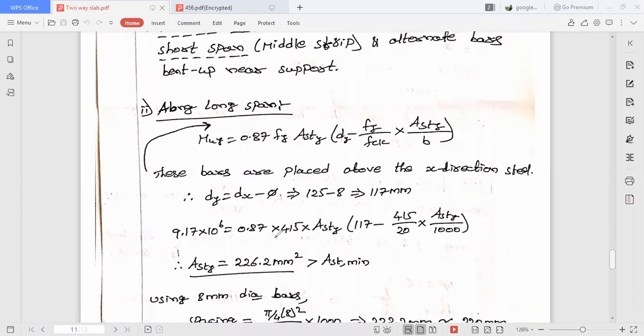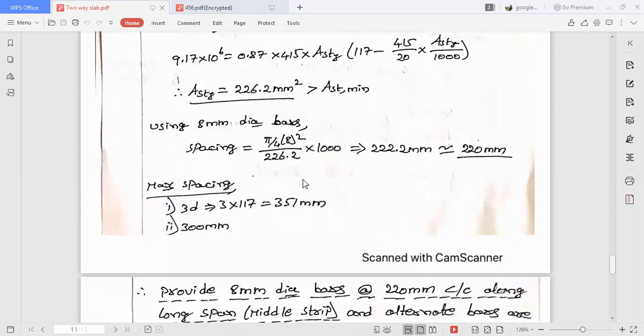Okay, so as this value is greater than AST minimum, we can finalize this as final AST. Next, after calculation of AST, let us find spacing using the same 8 mm diameter. Spacing is 222, and rounding that number to 220 mm. We cannot finalize this 220 as final spacing; we have to check with the maximum condition, 3D and 300.